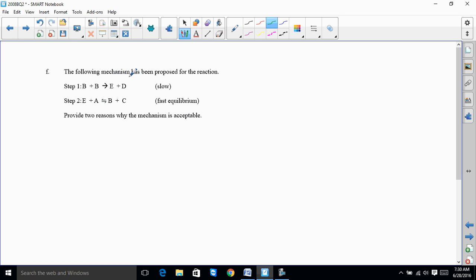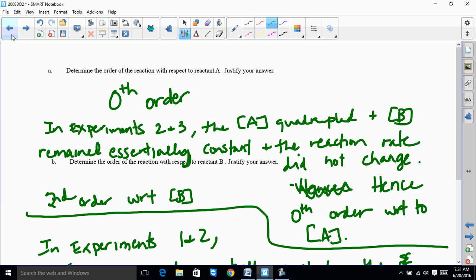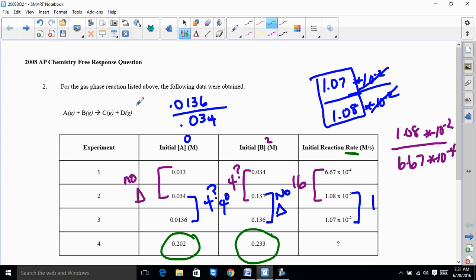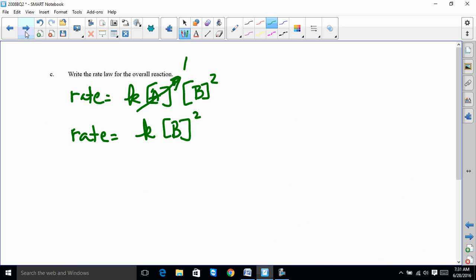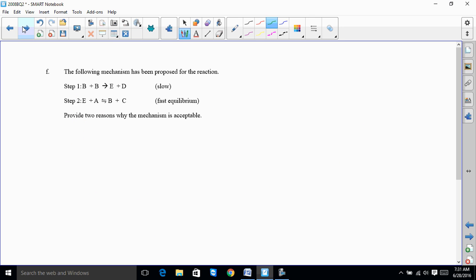Interesting, the following reaction mechanism has been proposed for the reaction. Provide 2 reasons why this reaction is acceptable. I really like this problem because here's the 2 things you got to know. Whenever you have a reaction mechanism, when you add up all the steps, you have to get the overall reaction. So in other words, when we're all done adding up all the steps, it has to add up to this. And the stoichiometry on the slow step has to match the rate law. That's the 2 things that you look for.